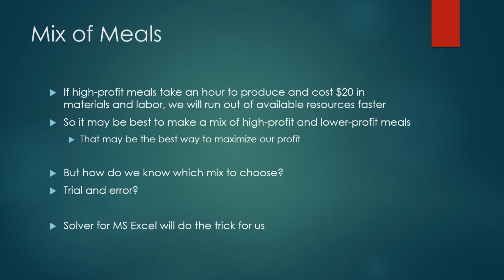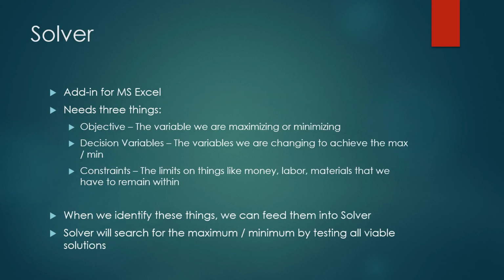So how do we know which mix to choose? Do we do it by trial and error? Well, we could do it by trial and error, and that's how they used to do it. But again, why do all that work when we have Solver that will do it all for us? Solver, if you've watched the videos, you know this, but I'll go over it again. Solver is an add-in for Microsoft Excel, which means it doesn't come installed in Microsoft Excel. You have to go into the options and install it. And both of the previous videos should have shown you how to do that.